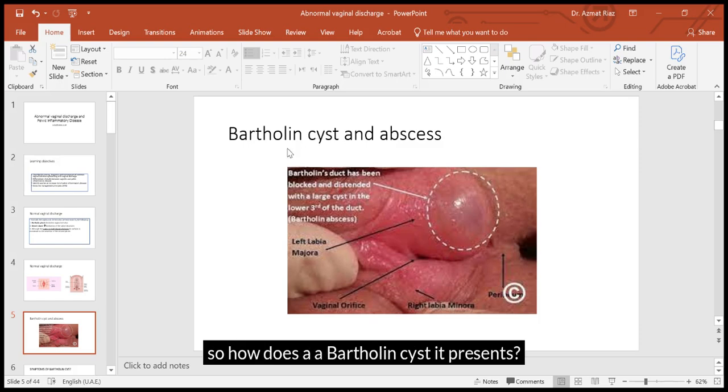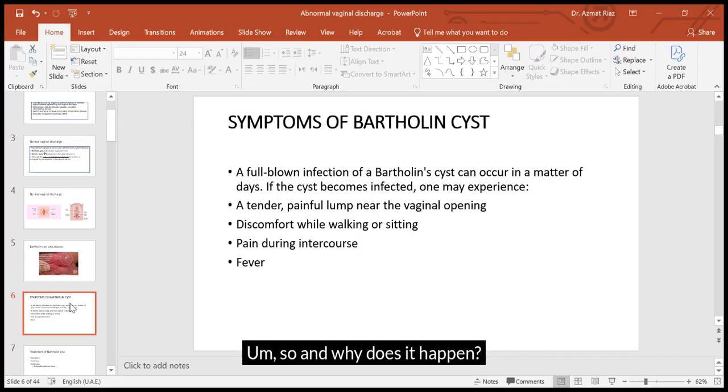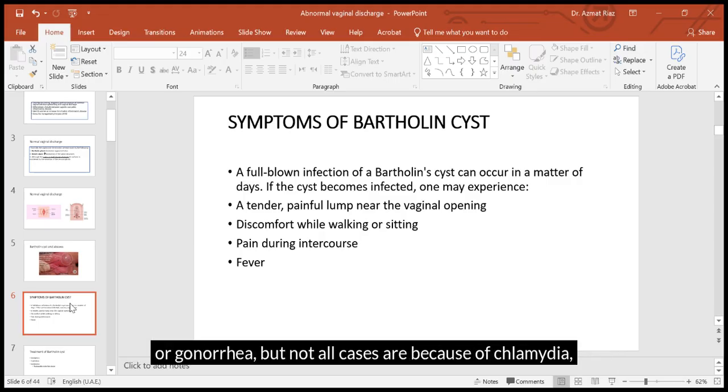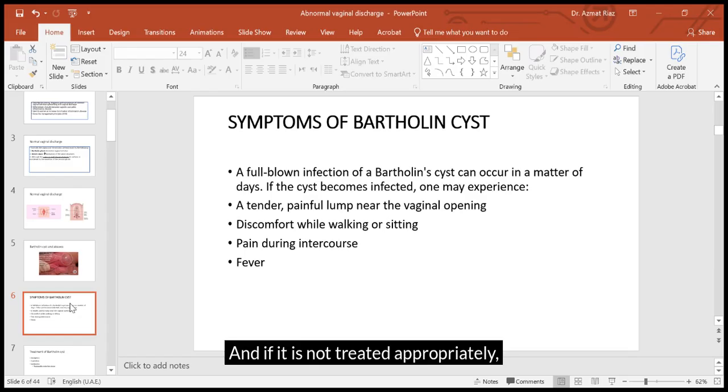So how does a Bartholin cyst present, and why does it happen? Mostly it happens because of an infection, and mostly it can be a sexually transmitted infection like chlamydia or gonorrhea, but not all cases are because of chlamydia, gonorrhea, or sexually transmitted infections. Basically, when the gland is inflamed, it starts to cause secretions, and this infection can block the ducts draining the gland. Once the ducts are blocked, these secretions accumulate, and of course it causes swelling of the gland, and if it is not treated appropriately, it can change into an abscess.